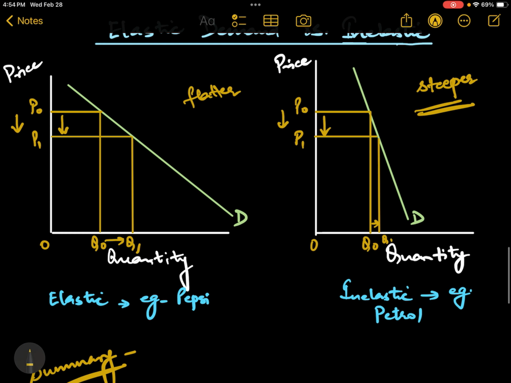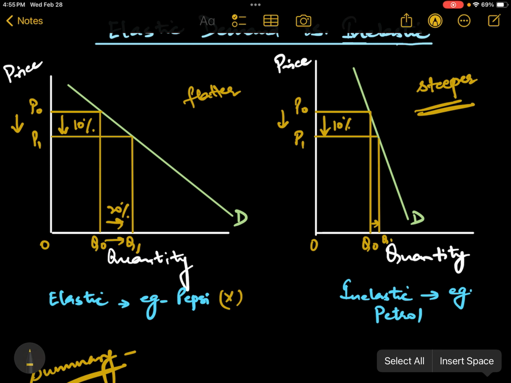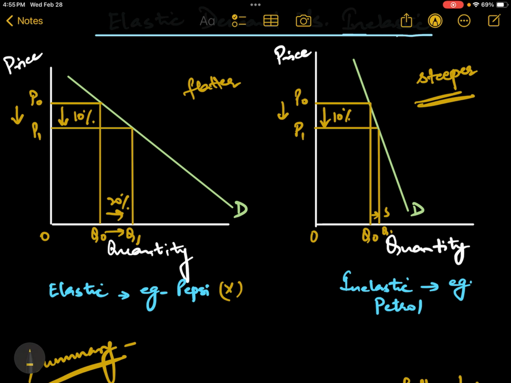Let's say this is good X, where a 10% decrease has caused around a 20% or 15% increase. So here the response of demand is much higher percentage-wise than the change in percentage of price. But in the second case, if the fall is 10%, the change in quantity demanded is less than 10%. It could be, let's say, 5%. Then it's a case of inelastic demand. So I hope this concept of elastic versus inelastic is clear.